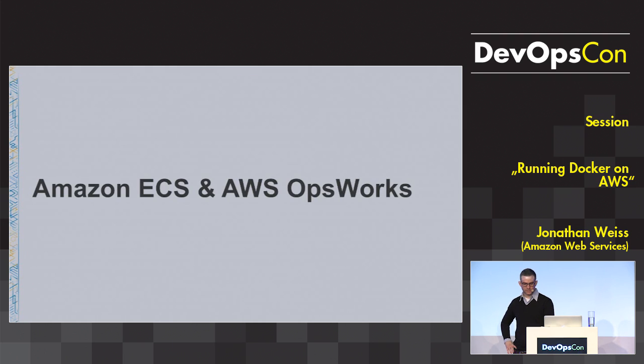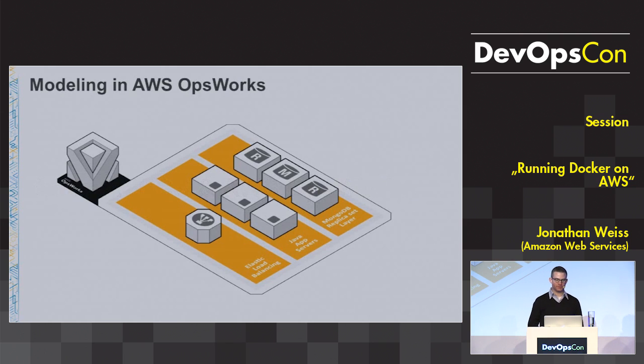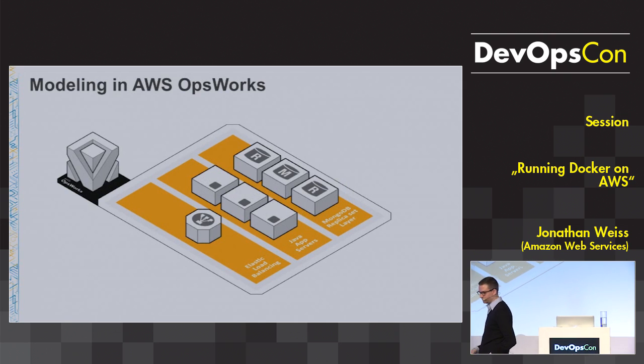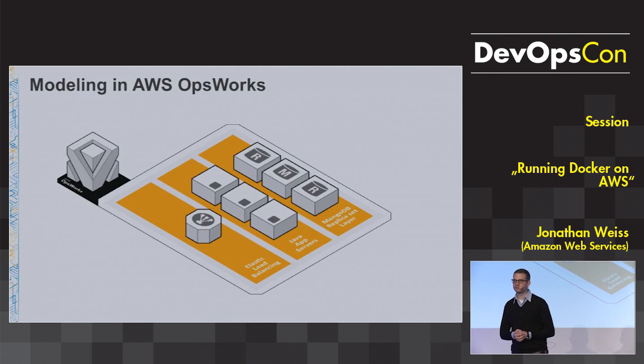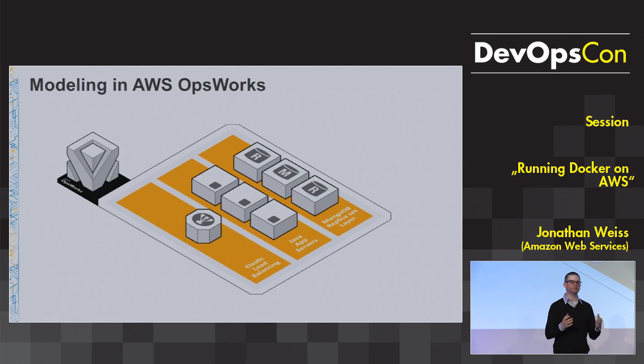So if we're interested in doing this, how does it work? Maybe a first thing to understand is what OpsWorks actually does to help me run Docker. The general idea in OpsWorks is that we help you manage your infrastructure by grouping it into what we call layers. You can think of them as tiers maybe, or groups of servers.